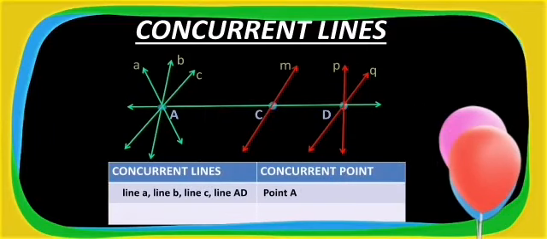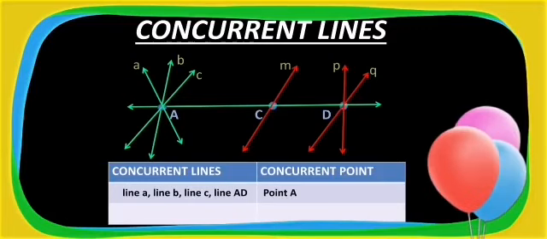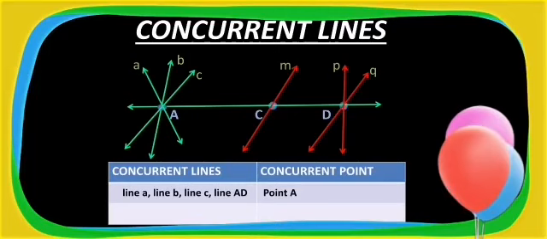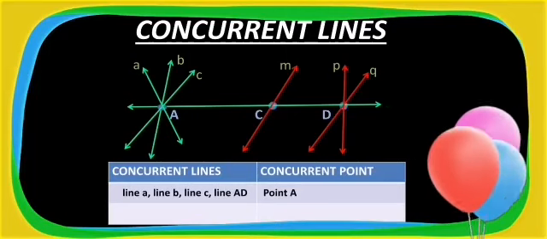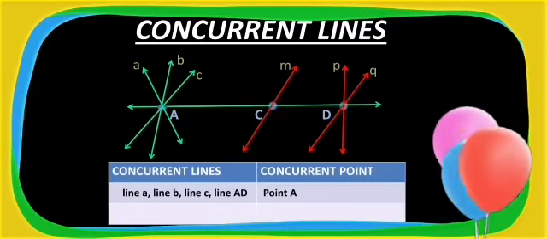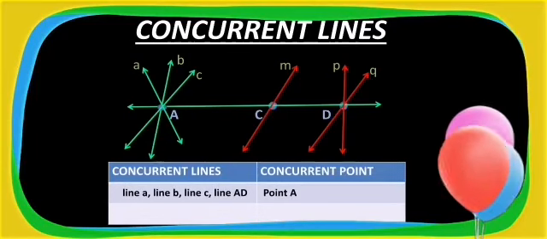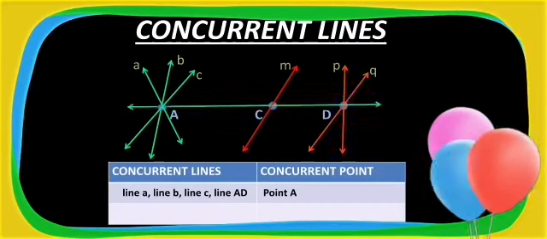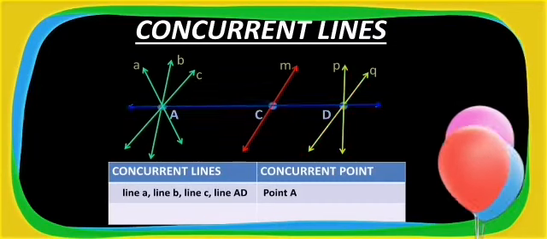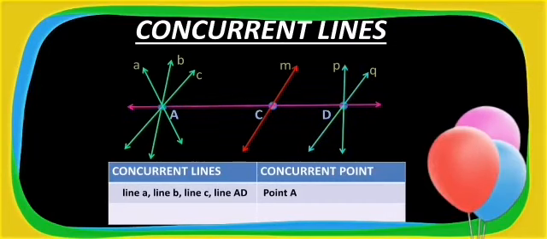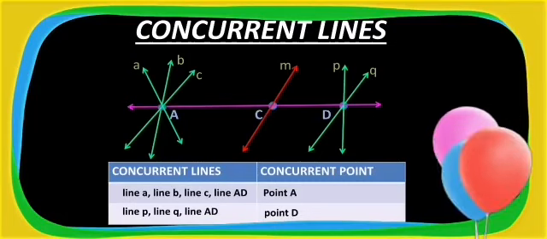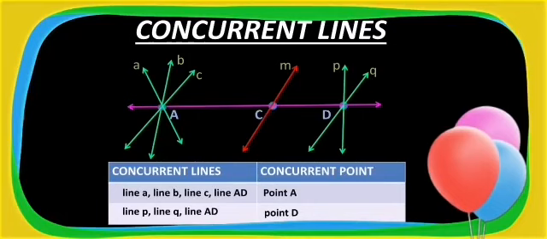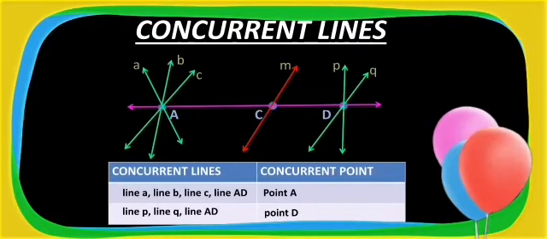So line A, line B, line C and line AD are concurrent lines, and they all pass through point A. That's why the point of concurrence for them is letter A. Now can you observe one more group of concurrent lines? Yes, of course. In the diagram, line P, line Q and line AD again pass through point D, and hence all these three can be termed concurrent lines, and point D will be the point of concurrence. I hope you are understanding.